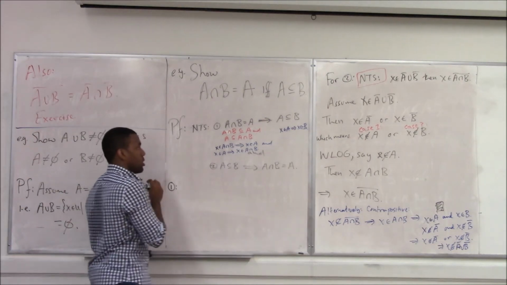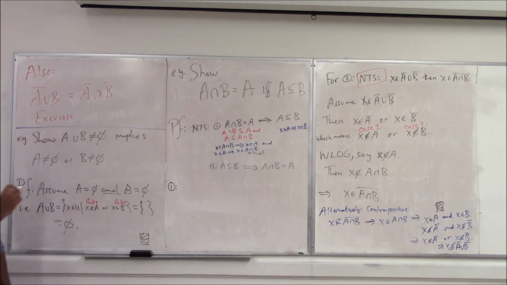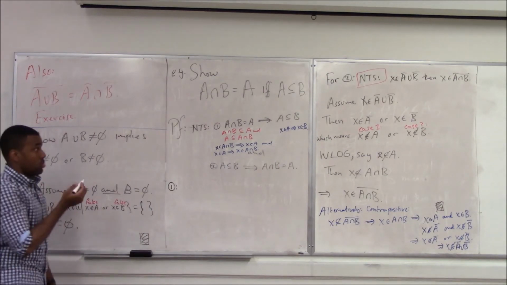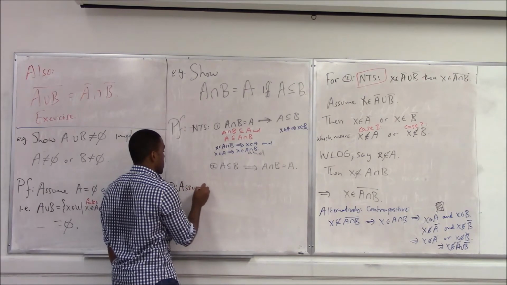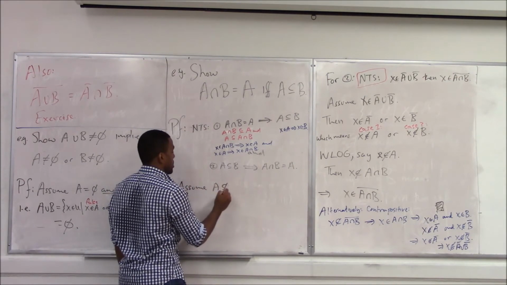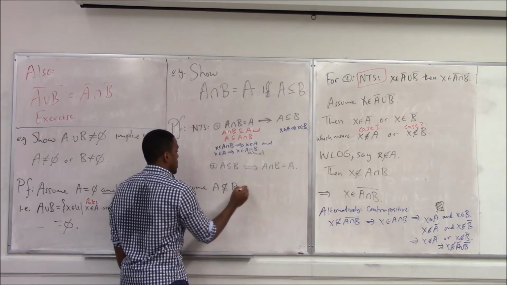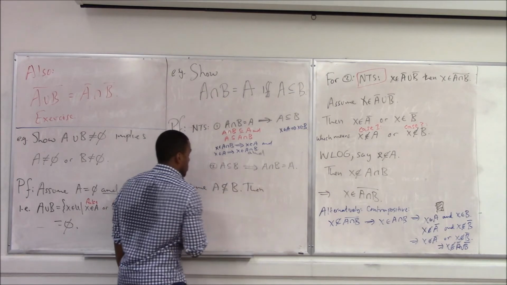So, what do you want to do? Direct proof or indirect? You want to do indirect? Okay, let's try that. Assume A is not a subset of B. Then, what would that mean?